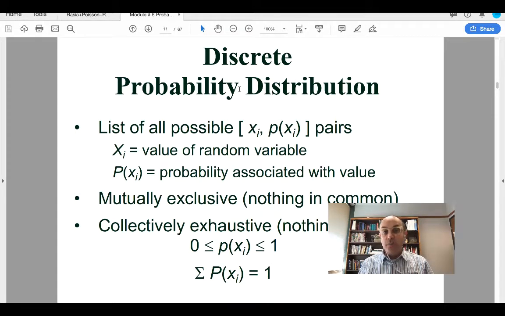A discrete probability distribution is the list of all possible values, which include the x and the p multiplied by x. So the x is the value of the random variable. The p multiplied by x is the probability associated with the value. Just a reminder, mutually exclusive is nothing in common. Collectively exhaustive is nothing left out. So this is the formula that we often apply when we are talking about mutually exclusive versus collectively exhaustive.